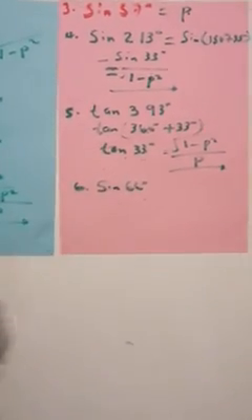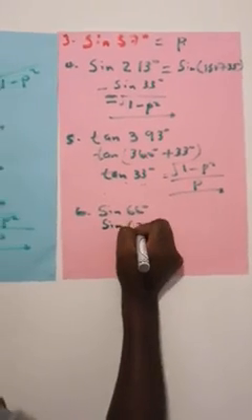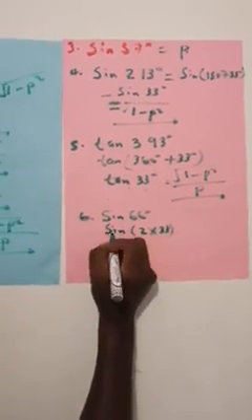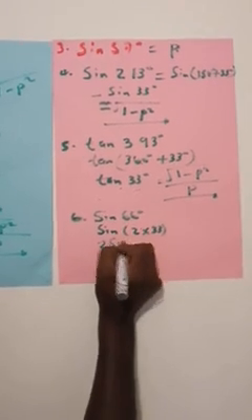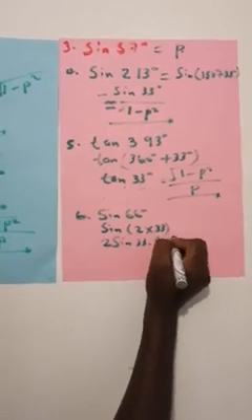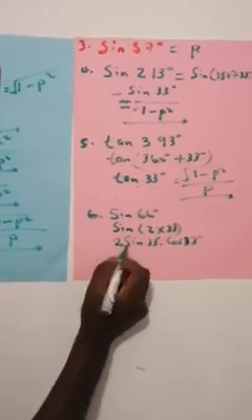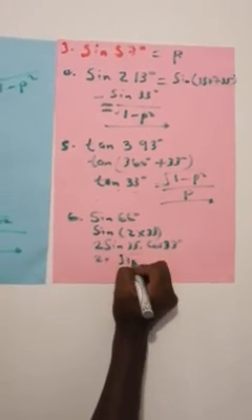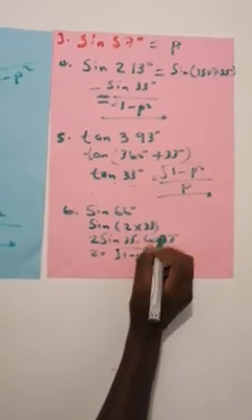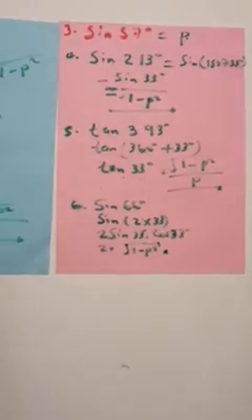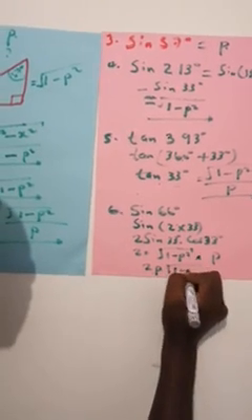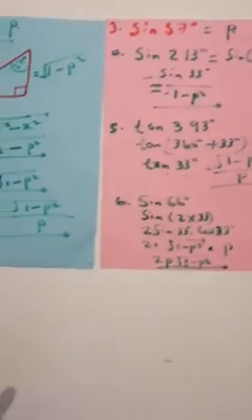Then when we are going advanced, like we did before, let's say you are given sine 66 degrees. This is for grade 12, sine 66. We don't have 66. We know that this is like sine 2 times 33. So it's the double angles. This is 2 sine 33 times cos 33 degrees. Sine 33 is root of 1 minus p squared, times cos 33, which is p. So the answer is 2p root 1 minus p squared. That's the answer.